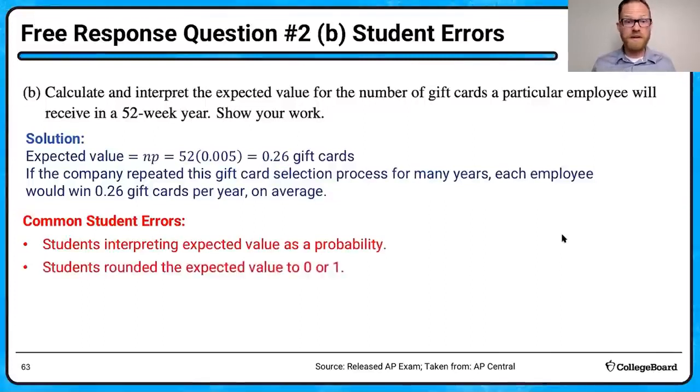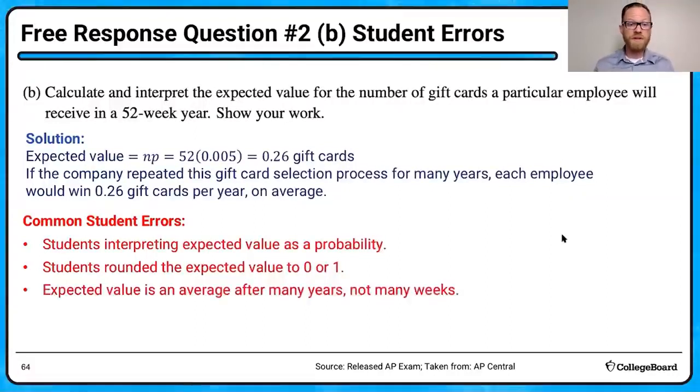Now, another common student error is that students will round expected values, either down to 0 or up to 1, thinking to themselves that, well, you can't win 0.26 gift cards. Now, that's true for one individual, but for an expected value or a mean, you certainly can have a decimal, and it should stay as a decimal. This value should not be rounded. You're going to want to leave that as a decimal anytime you're calculating a mean or an expected value.